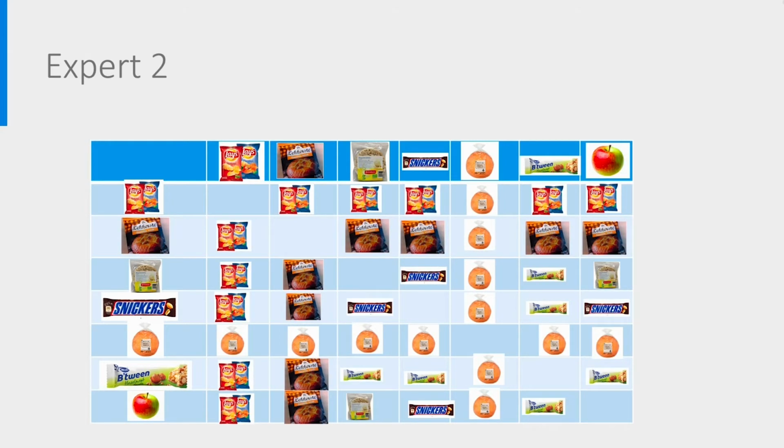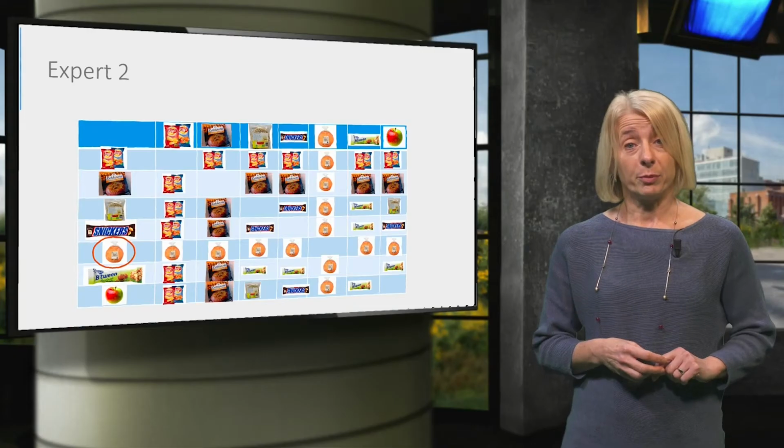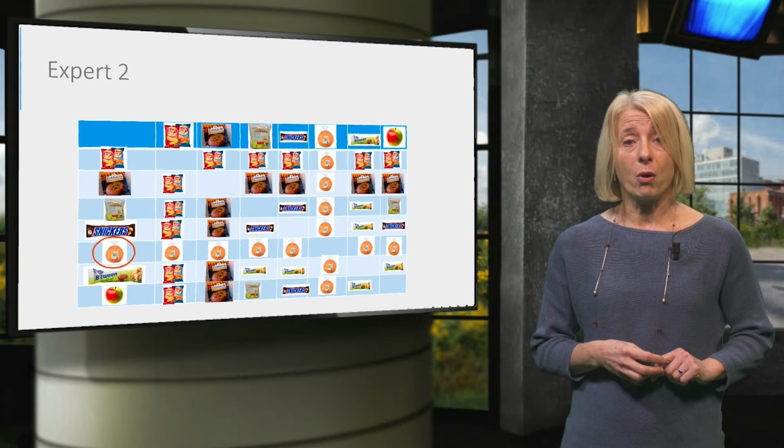Expert 2 has different preferences as compared to expert 1. This expert prefers a bag of crisps over all alternatives except the sponge cake. In row 6, you can see that sponge cake is the favorite snack of expert 2. He prefers it over all other alternatives.